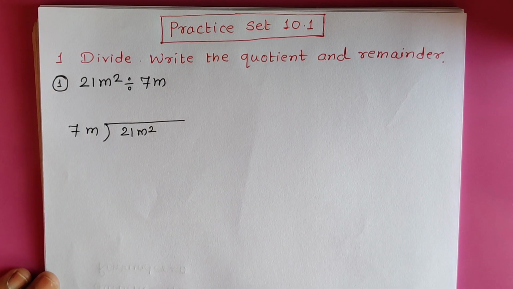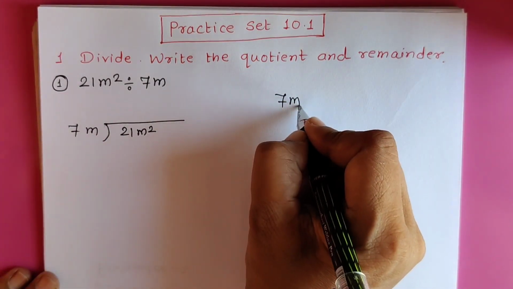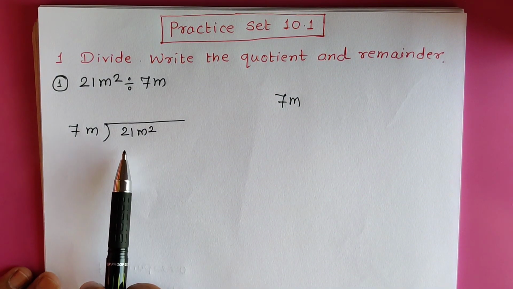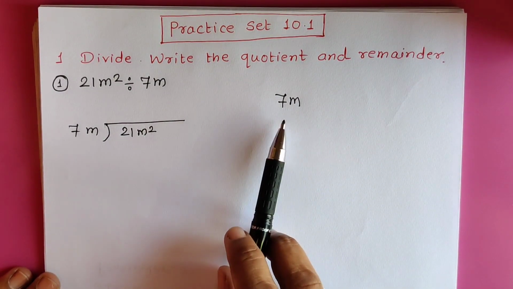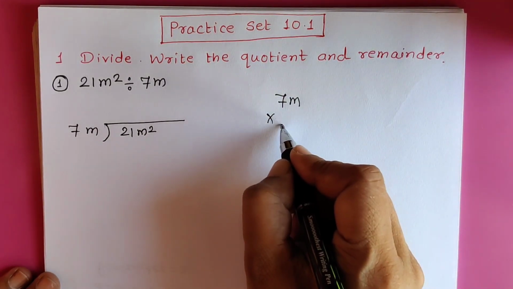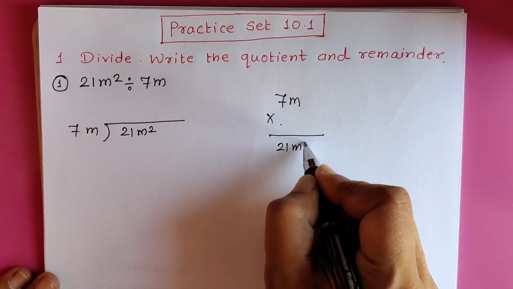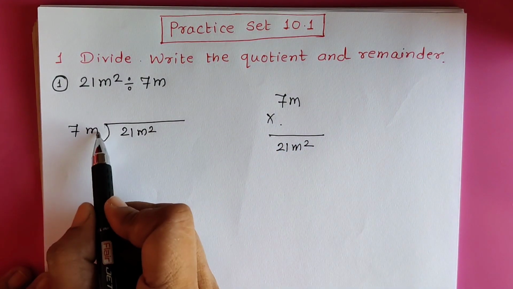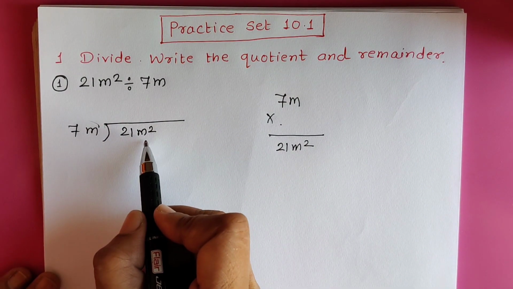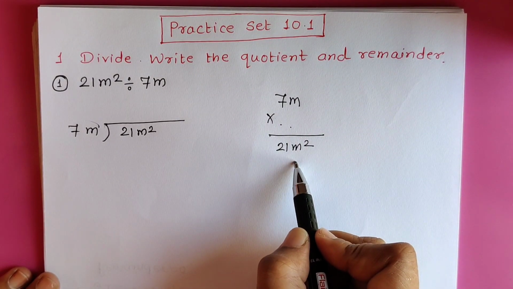Now let us see how to divide. This divisor we write here. Divisor is 7m. We will do both the methods simultaneously. We will do division as well as multiplication. Now see, we have to find out 7m multiplied by which algebraic expression or which polynomial. Answer should be 21m square. We have to find this divisor multiplied by which algebraic expression, and the answer should be this dividend. That means 7m multiplied by what? Answer should be 21m square.